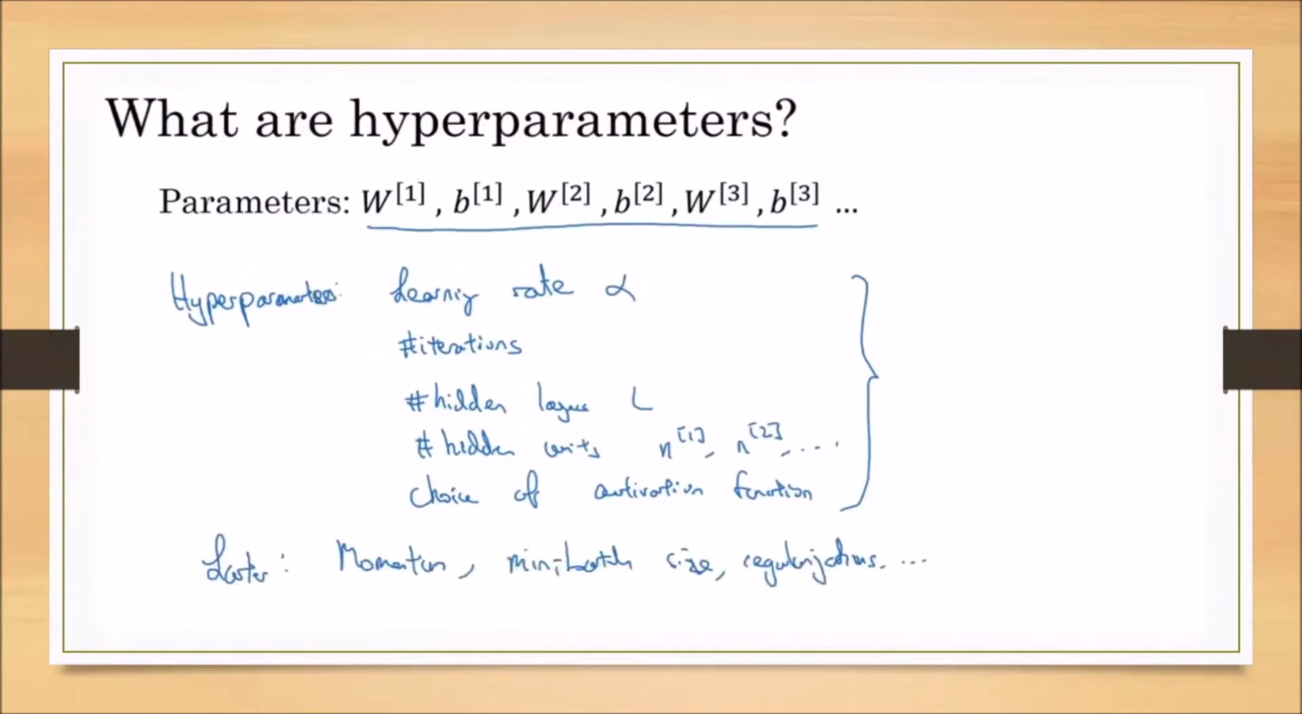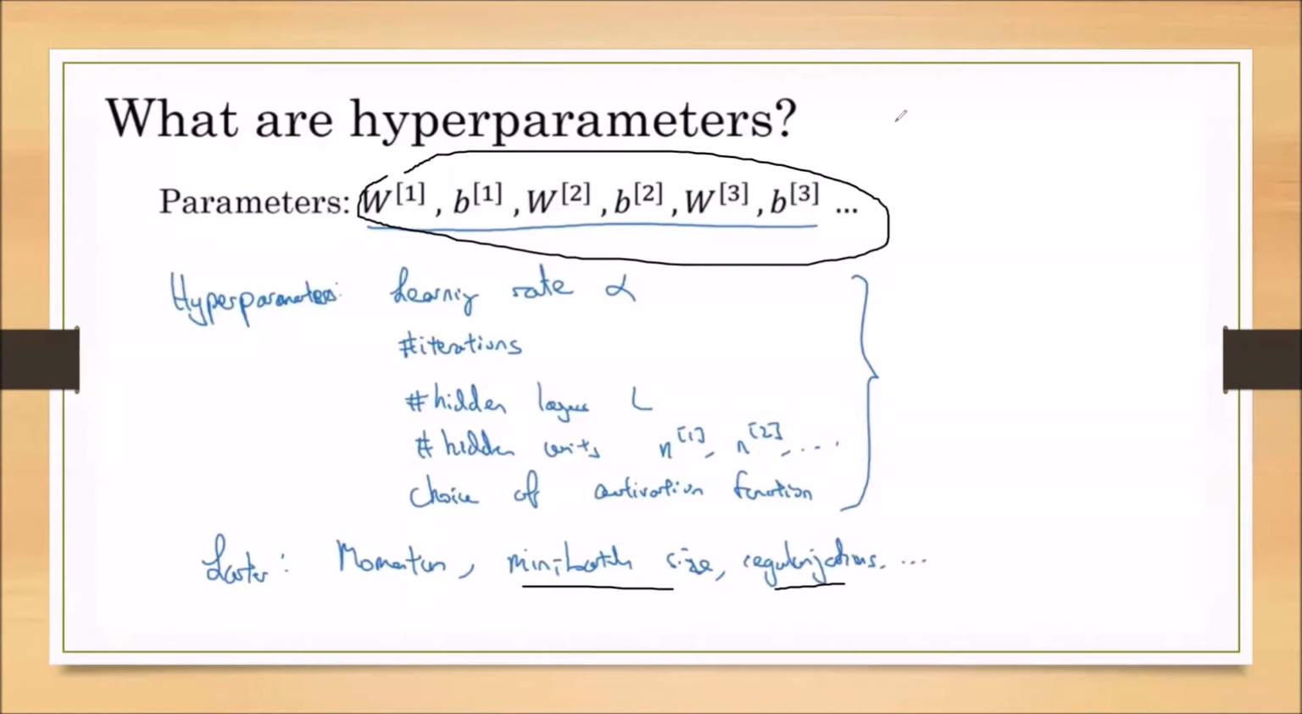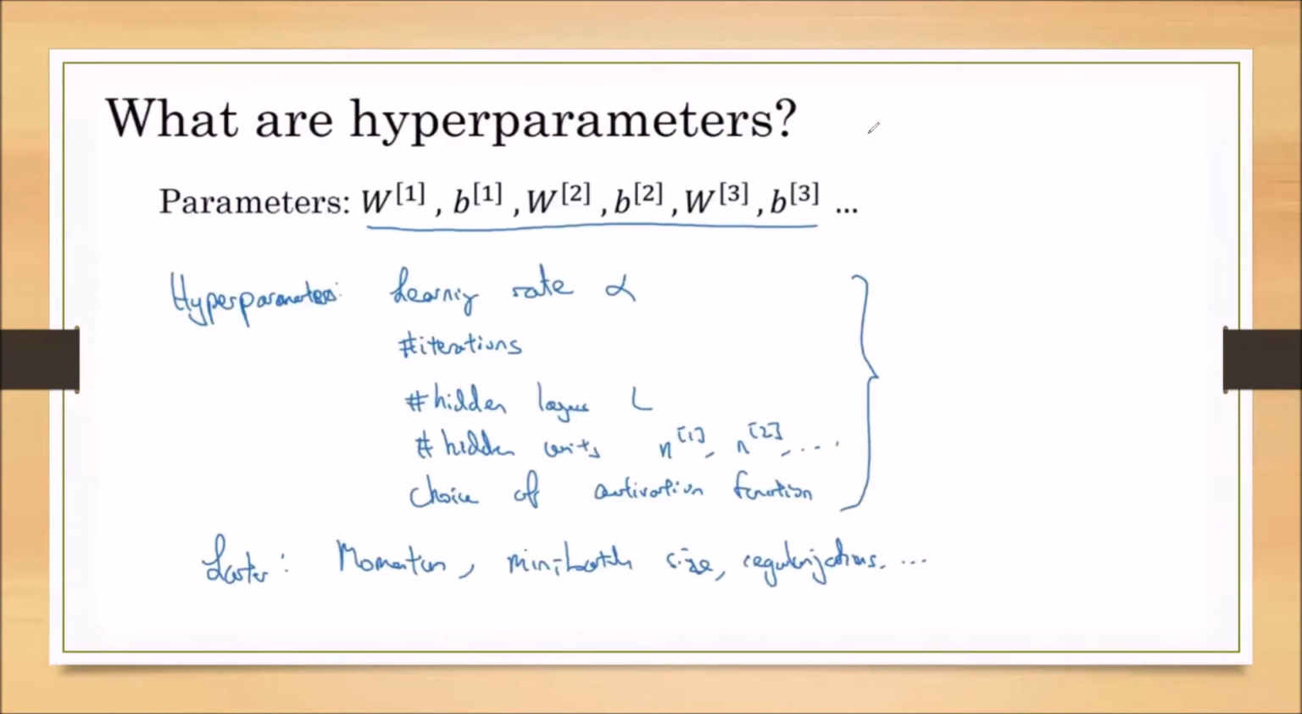There are some more hyperparameters like mini batch size, regularization, and momentum. These hyperparameters are indirectly affecting W and B. So if we choose the proper values of these hyperparameters, that will give the proper values of W and B. But how do we know the proper value for alpha, the proper number of iterations, the proper number of hidden layers, and the proper number of hidden units?